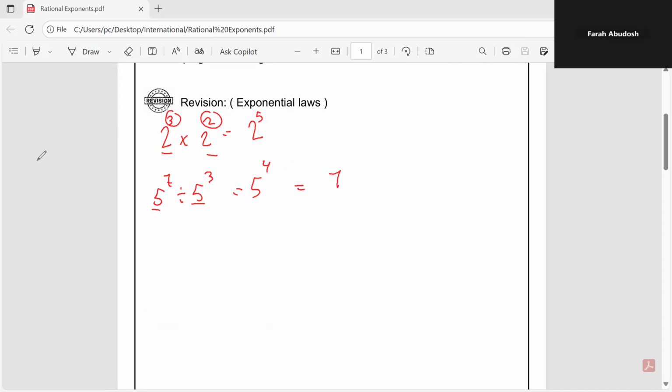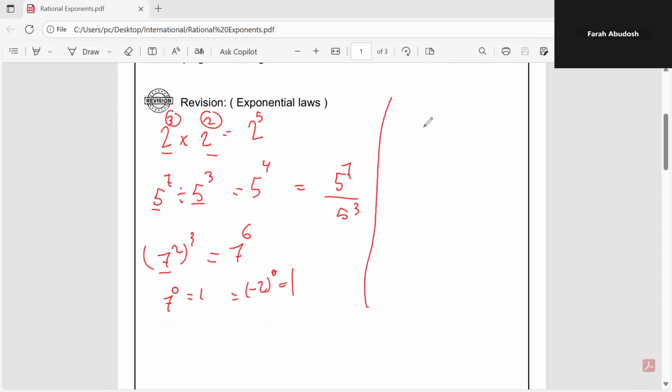We can write division like this, 5 to the power 7 over 5 to the power 3, or like this, the same answer. We also took power to the power, 7 to the power 2, all to the power 3. If we have power to the power, we multiply both powers together, so we take 7 to the power 2 times 3, which is 6. We also have anything to the power 0, for example 7 to the power 0 equals 1, or negative 2 to the power 0, which is 1.